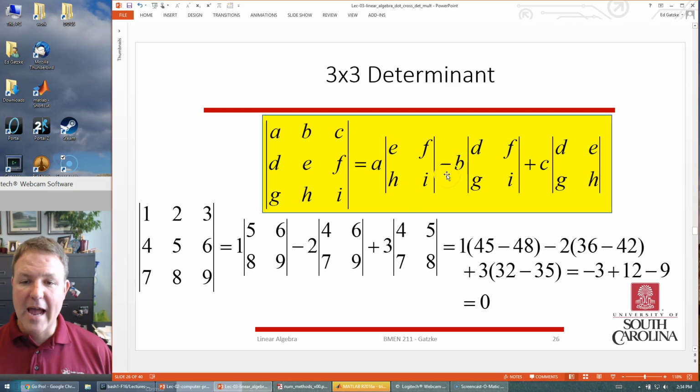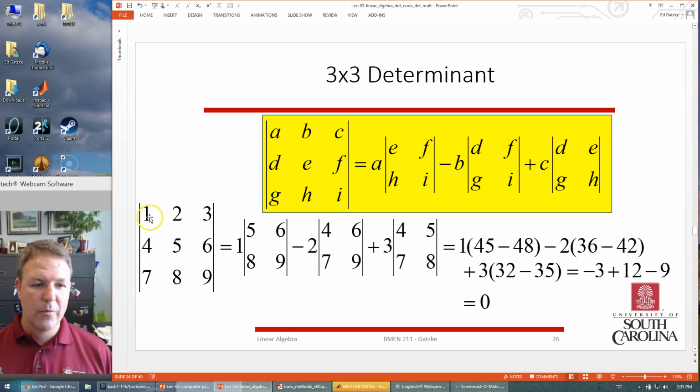Then you have to subtract. This is key. People forget to subtract the second element. The second element is subtracted, and it's going to be a negative B. You remove that B row and that B column, you end up with a matrix that's just D, F, G, I. So you do that little determinant. Then you add to that C times this 2 by 2 determinant. C, you have to remove this row and this column. You're left with D, E, G, H. You get a 2 by 2 determinant there.